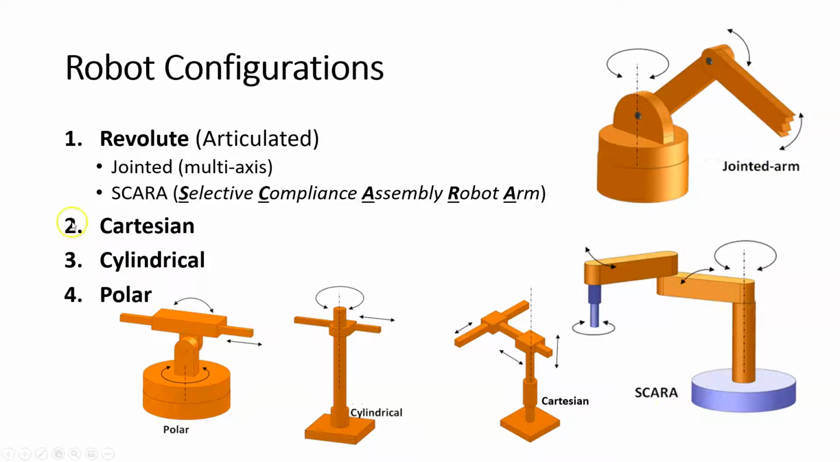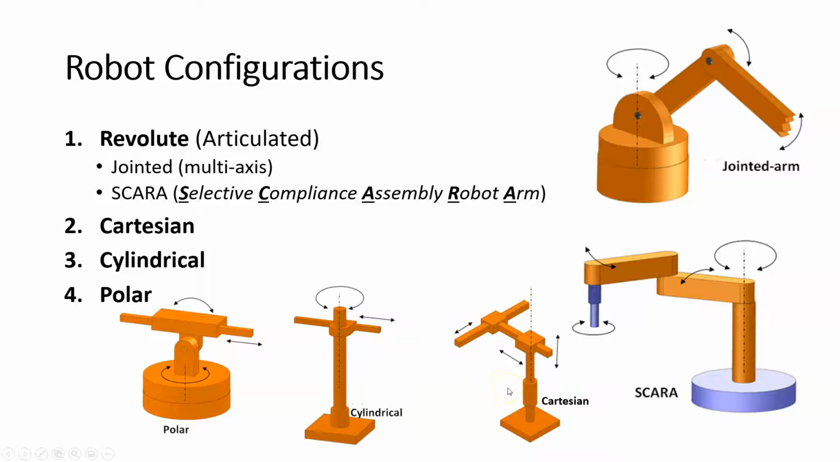Then we have a Cartesian robot. A Cartesian robot is basically going to move in the X, Y, and Z axial directions, right? So you can see this robot here, Cartesian, we can move up and down. We can move this in and out, and we can move this arm in and out as well.